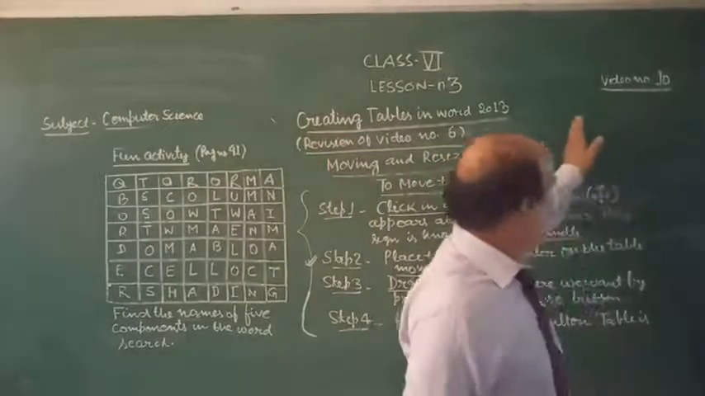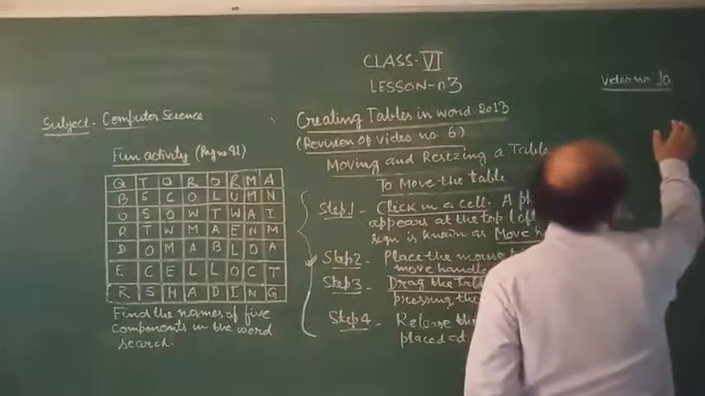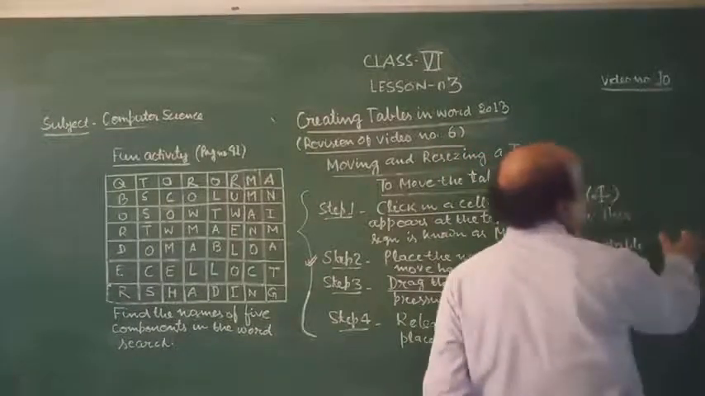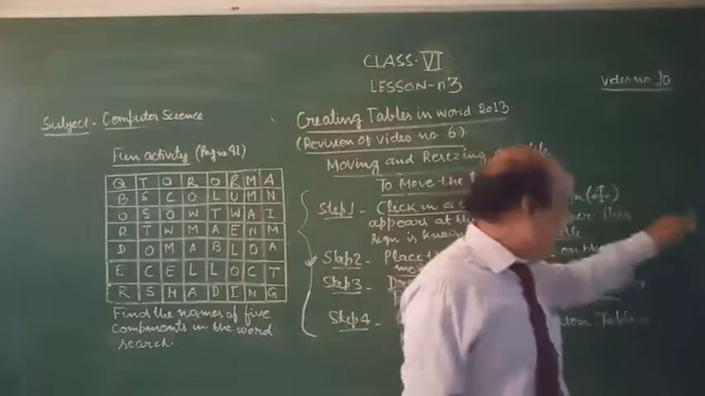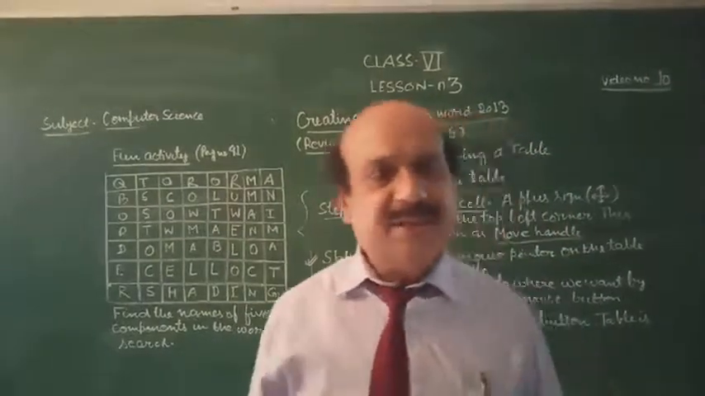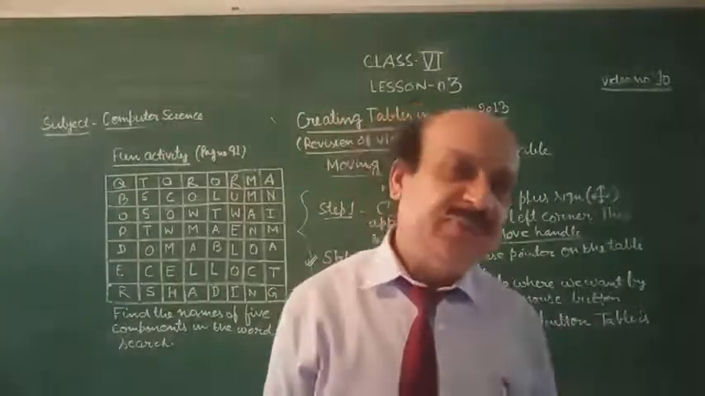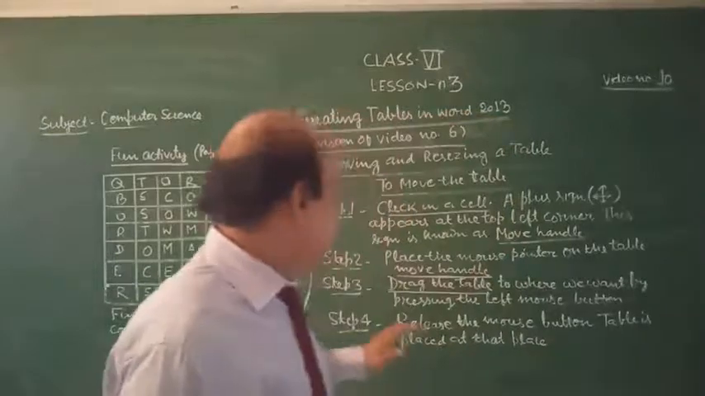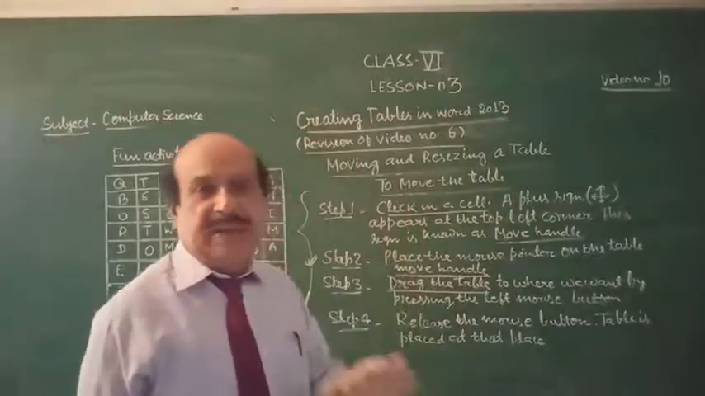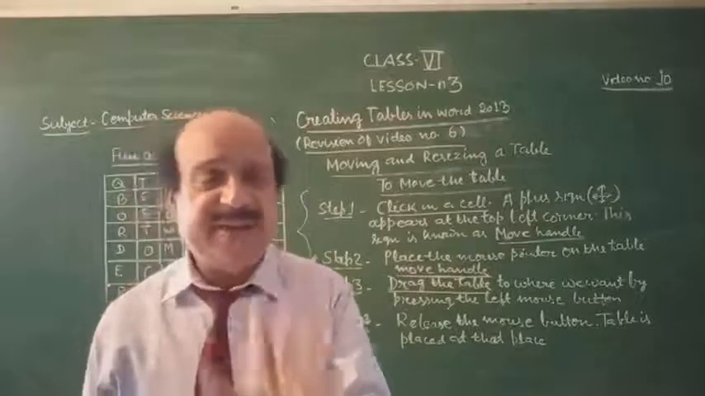When you have selected the move handle, with the move handle you will start to drag it to this place, or at the bottom you can drag it. And wherever the desired place you have got, on that place you will release the mouse. We will release the mouse button. So you will find the table is placed at that place where we want to place the particular table.